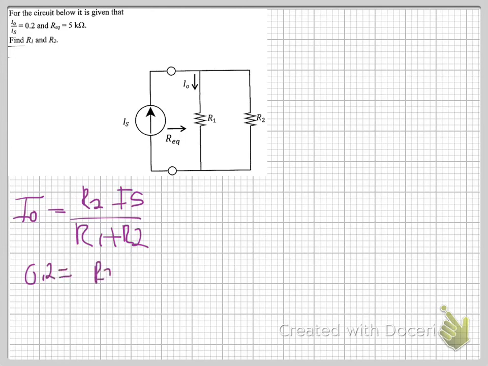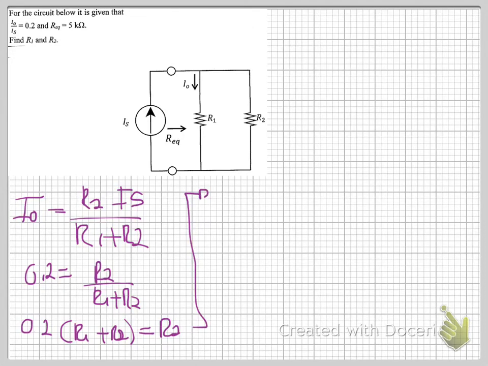So then this means that 0.2 is equal to R2 over R1 plus R2, right? So now you get that 0.2 times (R1 plus R2) is equal to R2. This gives you 0.2 R1 is equal to 0.8 R2, right? And then this means that R1 is equal to 4 times R2.